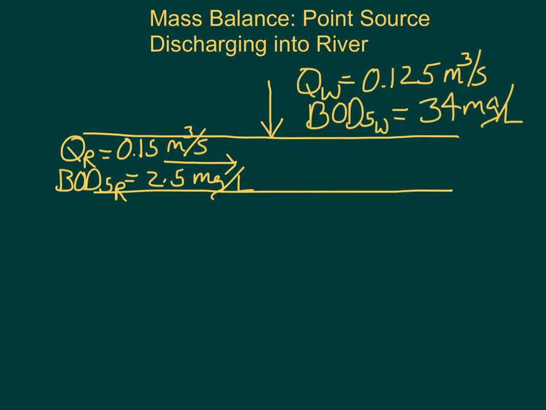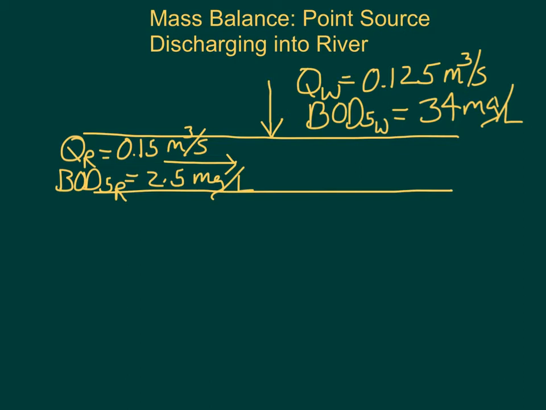The river is moving at a rate of 0.15 cubic meters per second and has a background BOD5 concentration of 2.5 milligrams per liter. We're interested in determining what's the impact of this mass loading on our river system, and we want to determine the concentration at the point of discharge once that waste stream mixes with the river water.